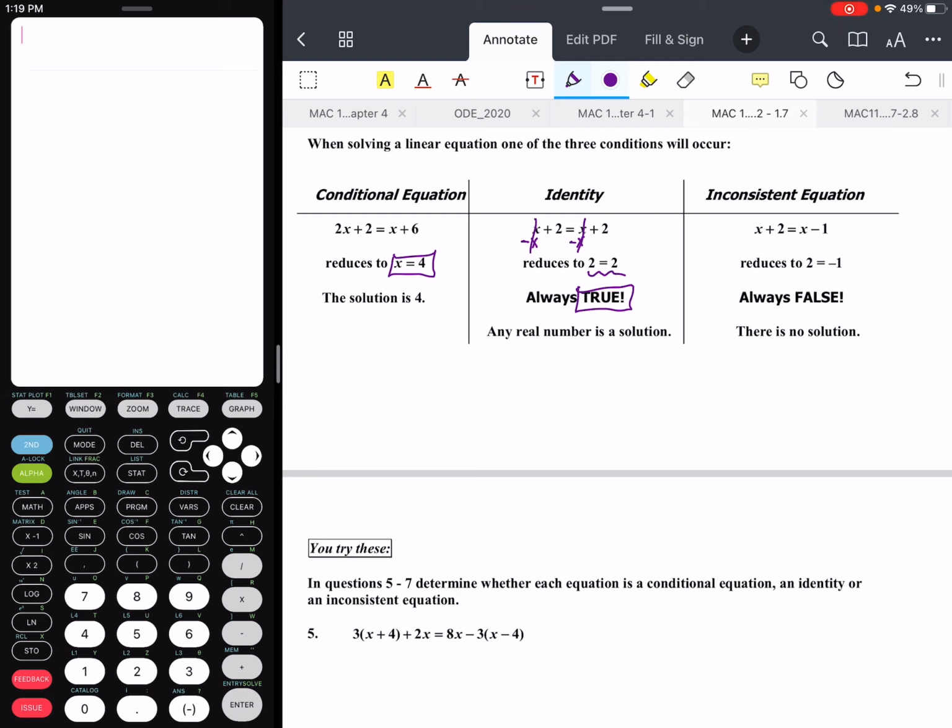When we have an equation that's an identity, then when we're asked for the solution, we say x can be any real number. So, all real numbers.